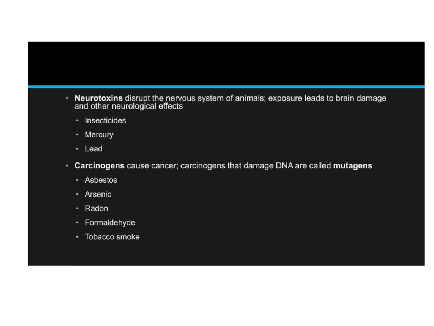Okay, neurotoxins. Neurological, nervous, they are toxic to the nervous system of animals. Exposure to a neurotoxin leads to brain damage and other neurological effects. These can be insecticides. And the biggies that we talk about, of course, in APES are mercury and lead. Remember methylmercury poisoning in Minamata? That was a neurotoxin.